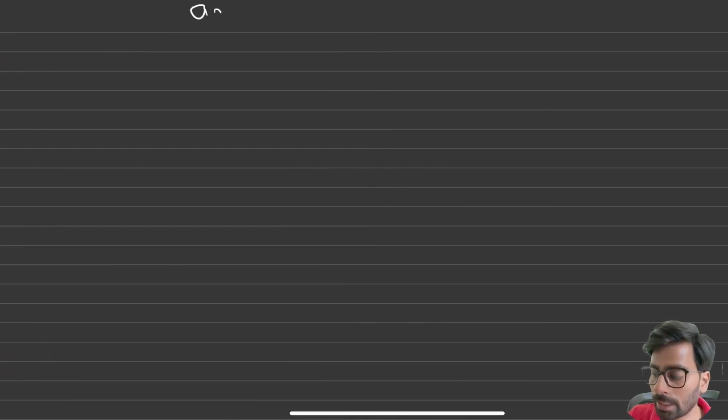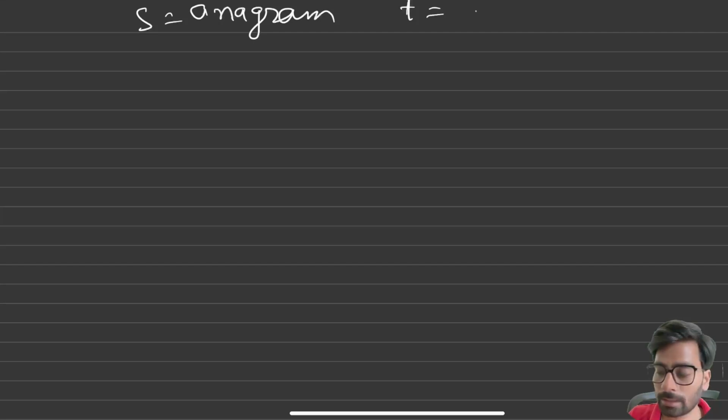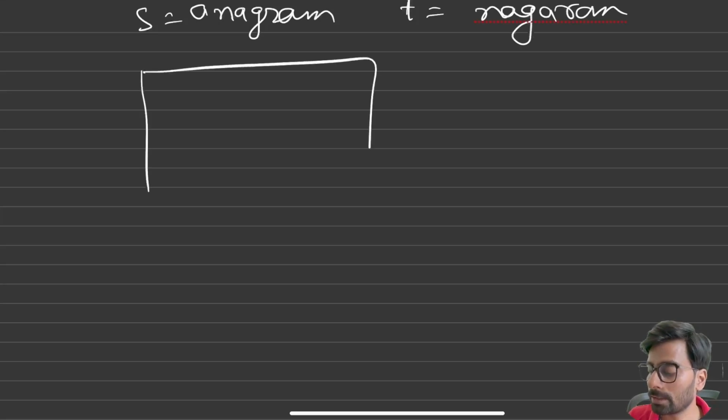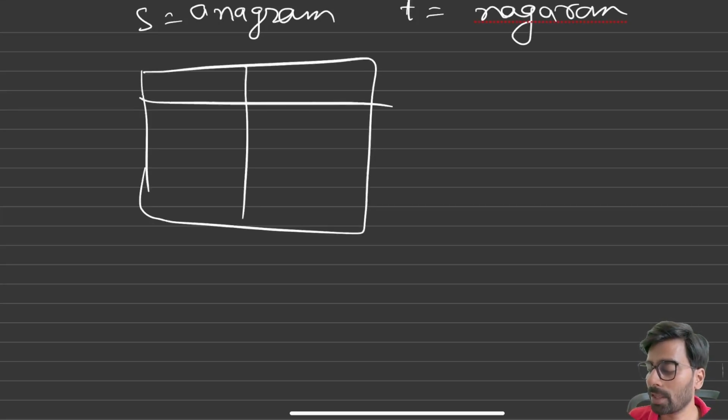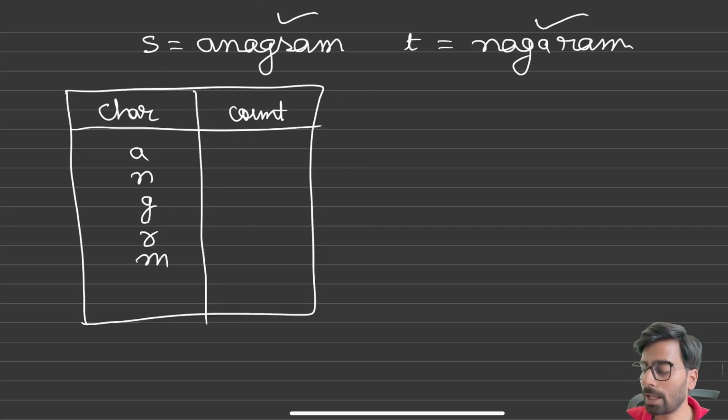Let's go more into that. We have the example where S is anagram, and T is nagaram. Okay, now let's say initially we don't have anything in the hash map. We are maintaining this hash map where the key is the character and the value is the count, or the frequency, with which they occur in the string. So whenever we encounter something in S, we will increase the count by 1, and the default value of all the characters in the hash map will be 0. That will be handled in the code.